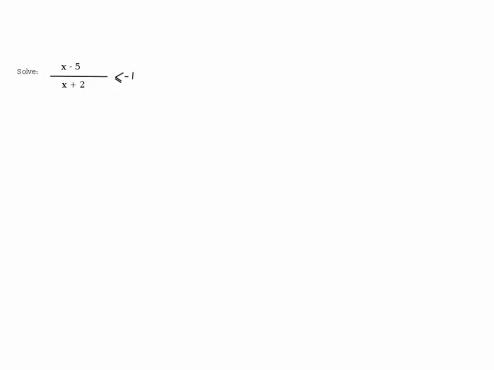This inequality here: x minus 5 over x plus 2 less than or equal to minus 1. Okay, so we had a suggestion here for the first step. Can you repeat that again? Take x minus 5 over x plus 2 equals negative 1, and then multiply each term by x plus 2. Okay. So you don't have to let it equal to negative 1 because this is already an inequality.